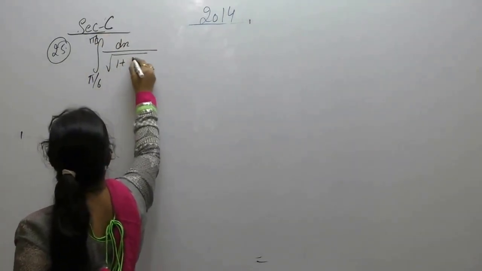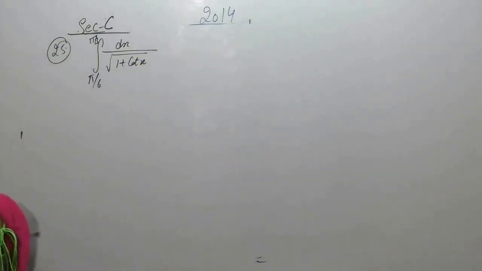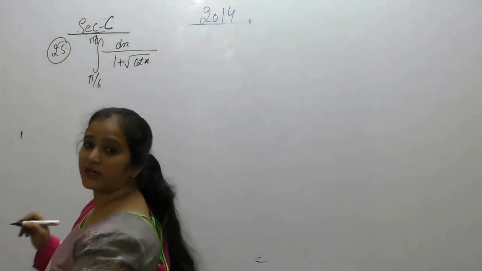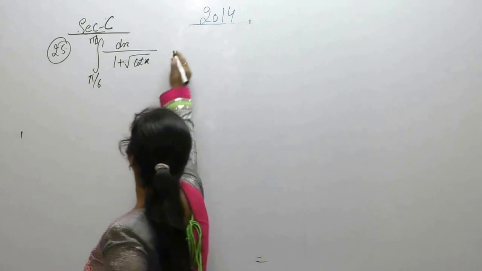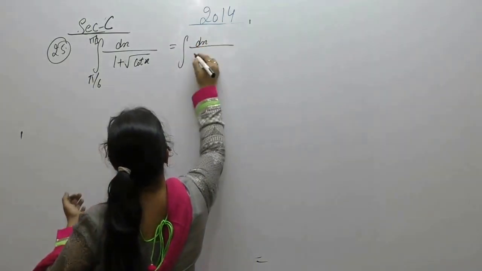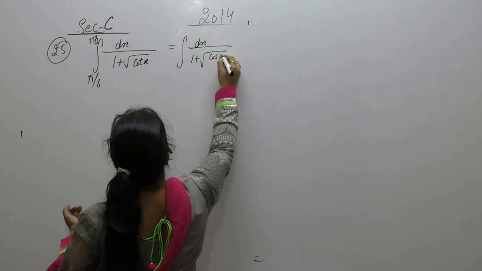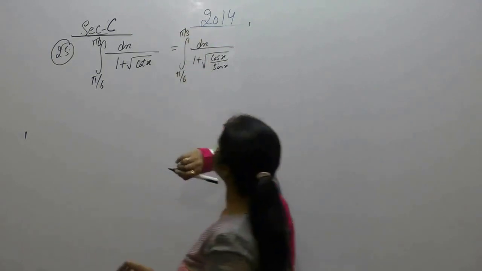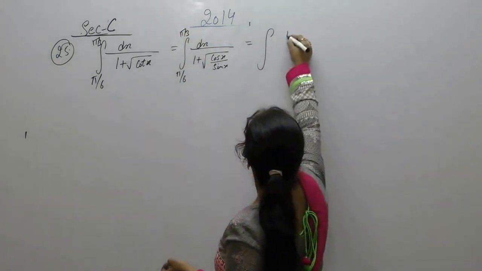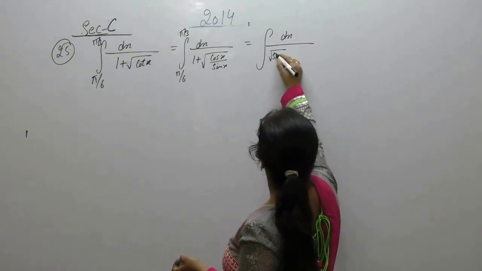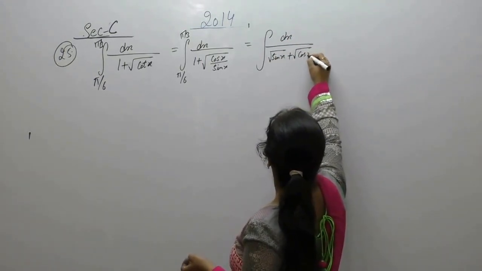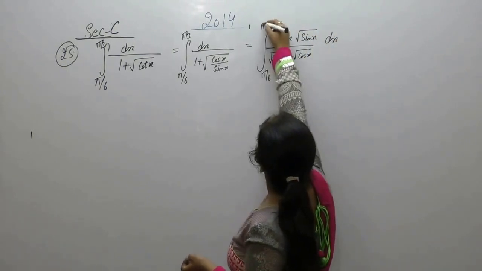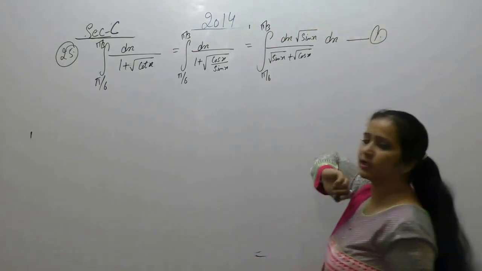Integral of dx upon 1 plus square root of cot x. First we can write cot as cos upon sin. So dx upon 1 plus square root of cos of x upon sin of x. Limit goes from pi by 6 to pi by 3. Take the LCM here. Square root of sin x upon square root of sin x plus square root of cos x, dx, pi by 6 to pi by 3. Let this be equation 1.